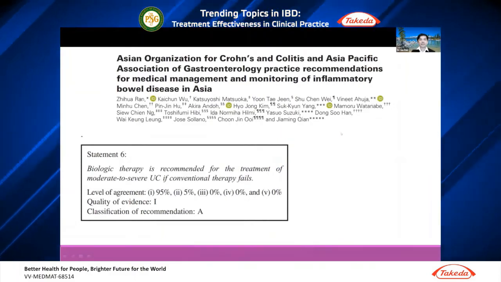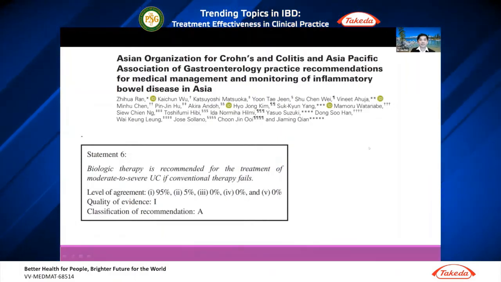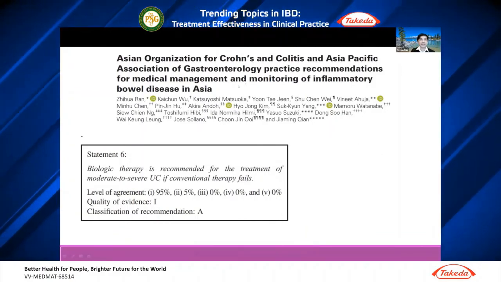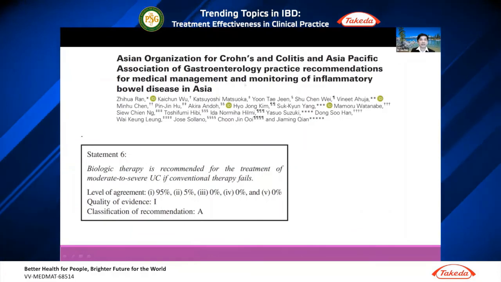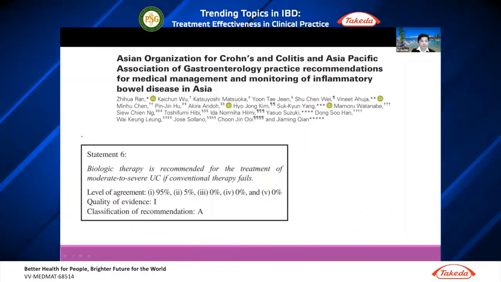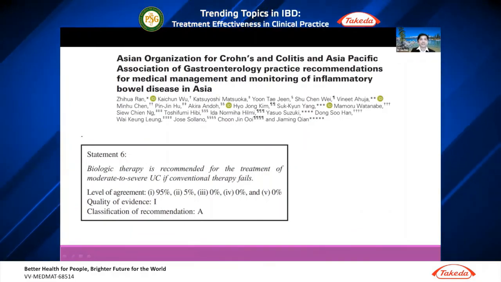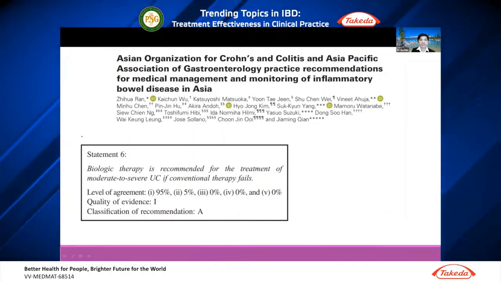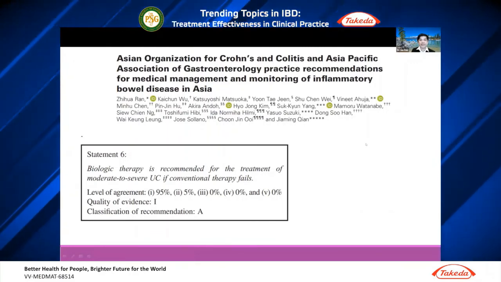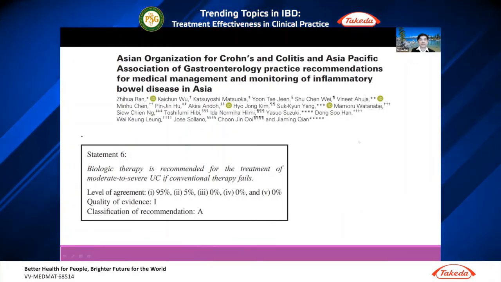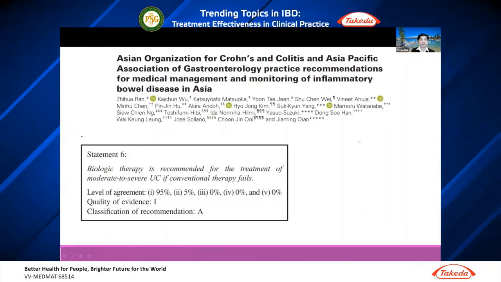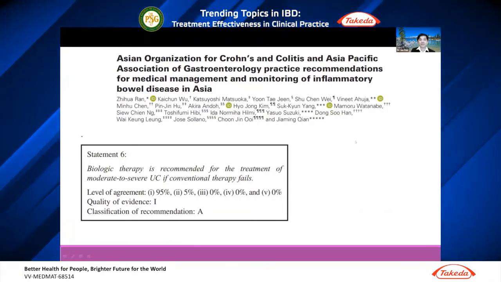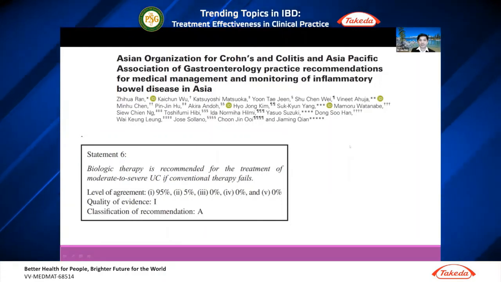So to answer the question, when do we start biologic treatment in a patient with ulcerative colitis, we heed the advice of the Asian Organization and APAGI for practice recommendations, in which Professor Jose Sollano is part of that group. And they said biologic therapy is recommended for treatment of moderate to severe ulcerative colitis if conventional therapy fails. So what does that mean?